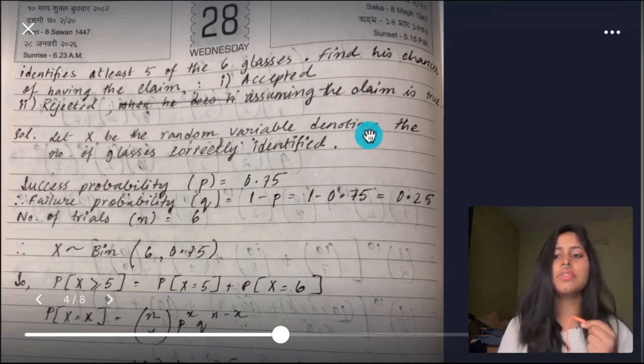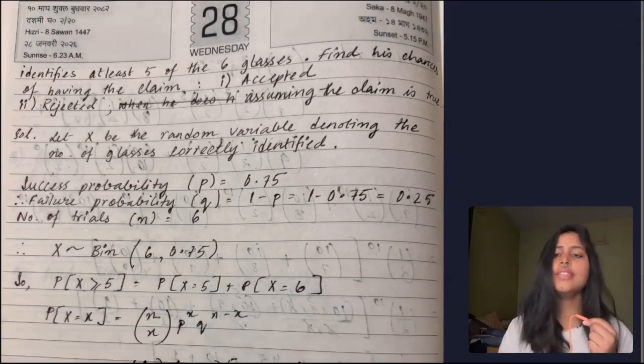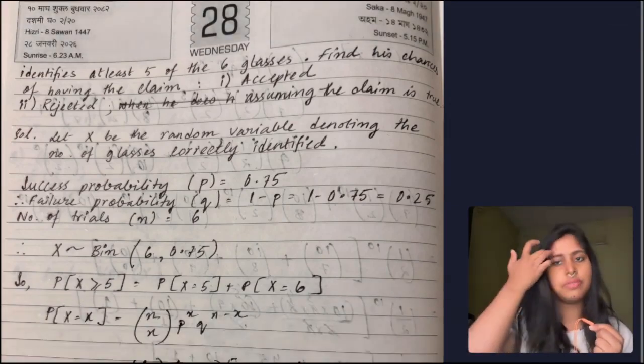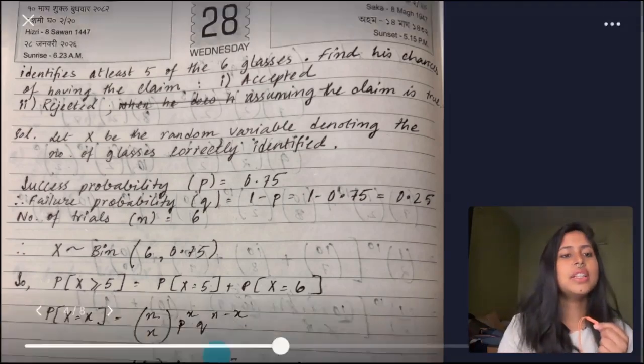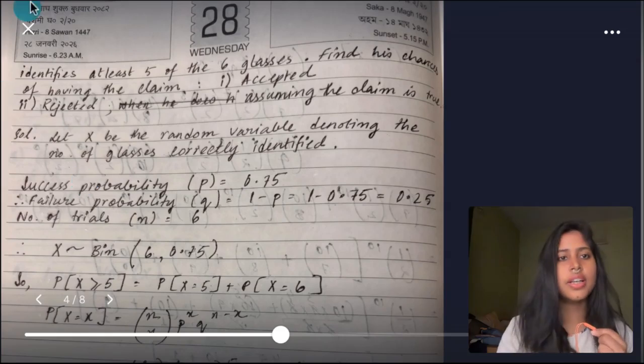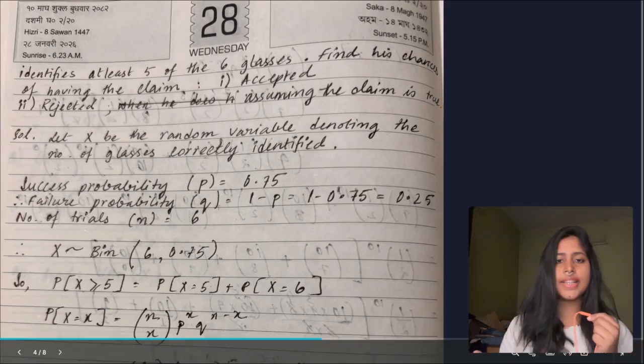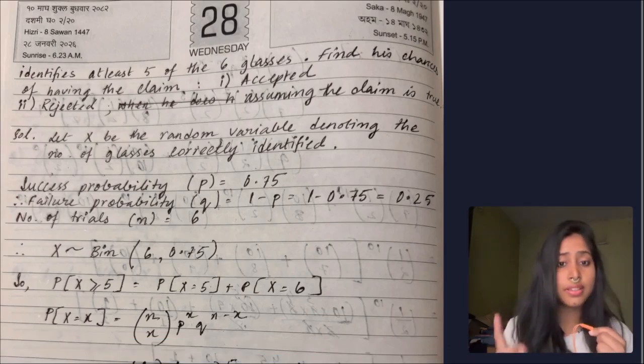So that means if he is really an expert, his probability of getting a single glass right is 0.75 or 75%. All right, let us first define our random variable. Let X be the number of glasses he correctly identifies. Okay, so what is the number of trials here? It is n = 6, right? Because there are 6 glasses.